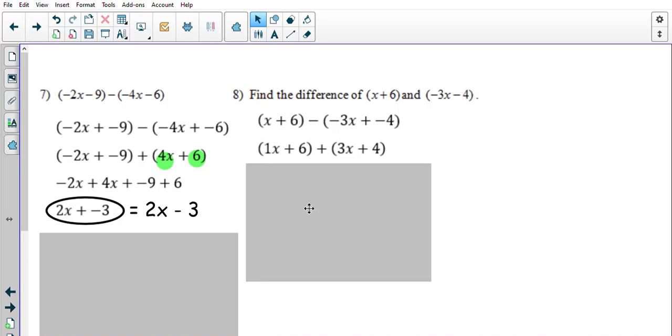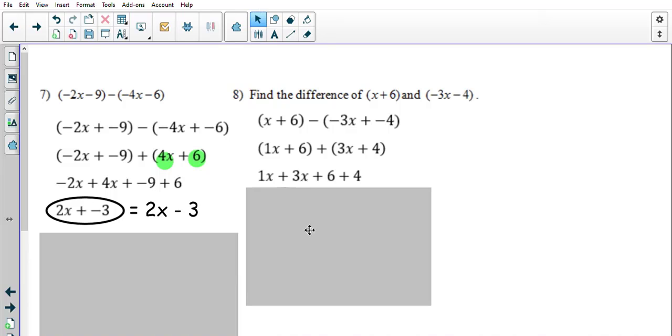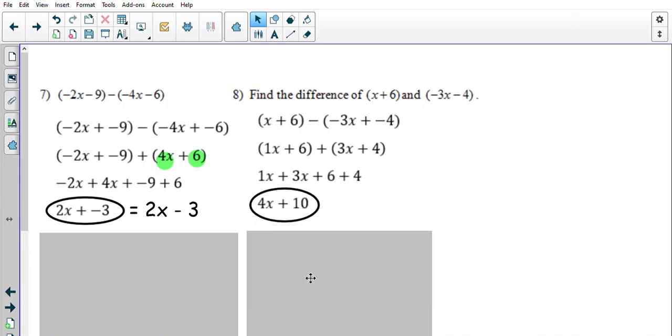Put your like terms side by side. That will be 1x and 3x, and then 6 and 4. 1x plus 3x is 4x, 6 plus 4 is 10. So my final solution is 4x plus 10.